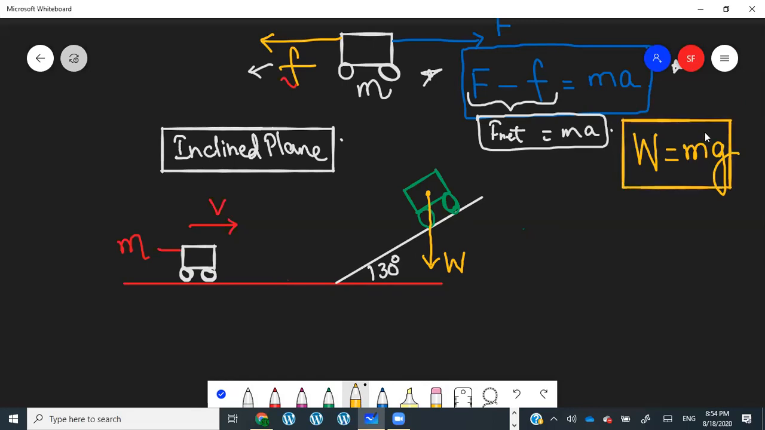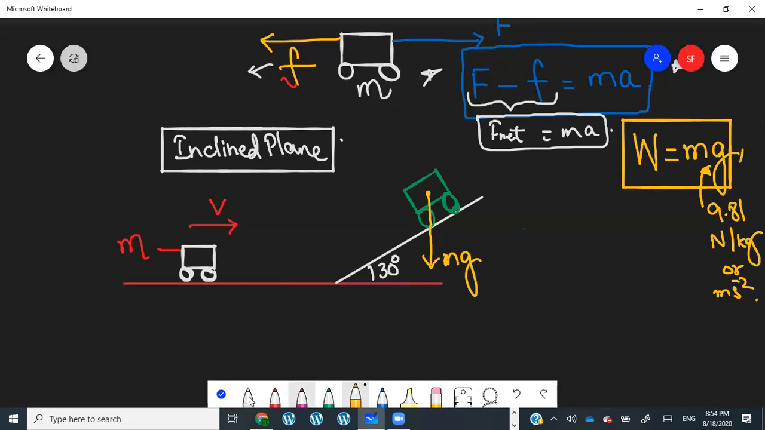Where m represents the mass of the body and g represents the gravitational acceleration, or the gravitational field strength. It has a value of 9.81 newtons per kg, which is the unit for gravitational field strength. If you want to write the gravitational acceleration, it's meters per second squared. So instead of W, I can simply write mg, because the mass is m and gravitational acceleration is g.